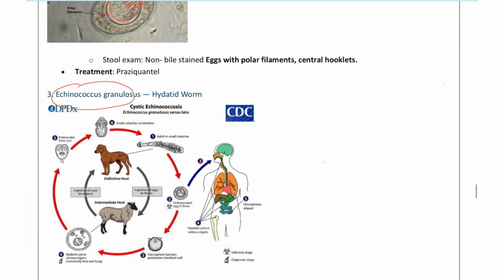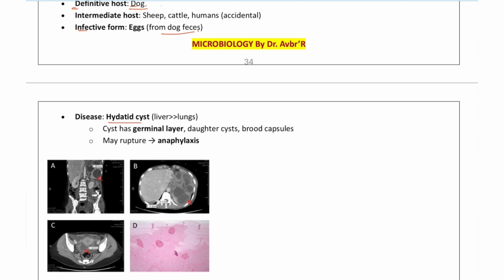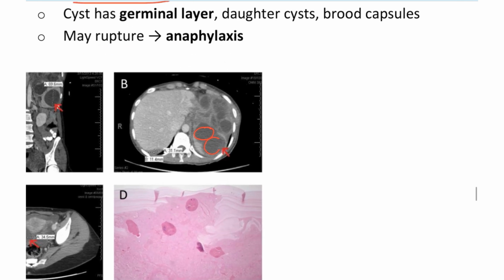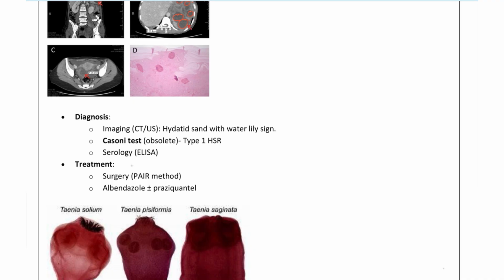Next, Echinococcus granulosus, commonly associated with sheep and the dog. Dog is the definitive host, D for D for dog. The infective form is also dog feces. And the disease is hydatid cyst formation. Here you can see this is the cyst formation. The lungs are also involved. If they rupture, it can cause anaphylaxis. And next, the Casoni test is positive, which is seen in type 1 hypersensitivity reaction.